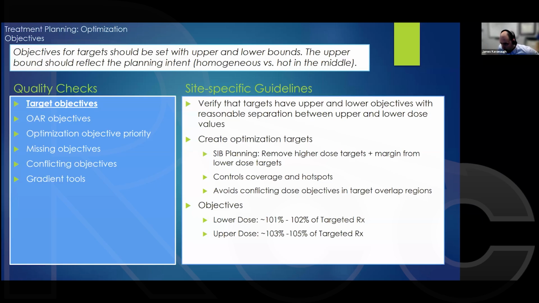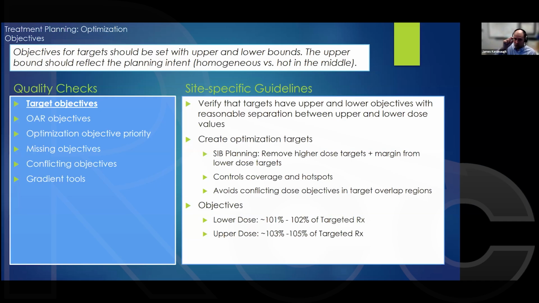So, getting into a little bit here, target objectives. I spend a decent amount of time looking at target objectives when I look at plan quality, really verifying that we have both upper and lower objectives on our targets that we're using to push dose, and that there's separation between those upper and lower objectives.